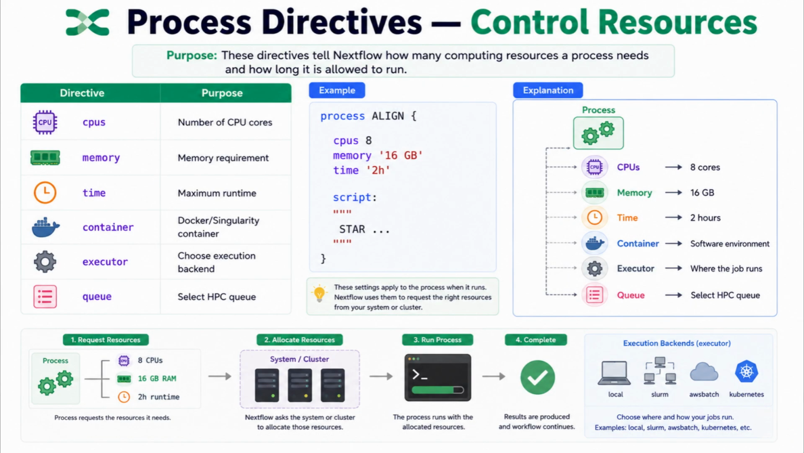Process directives tell Nextflow what resources a process needs. We can request CPUs, memory, runtime, containers, and executors. For example, the align process asks for 8 CPUs, 16 GB memory, and 2 hours to run.